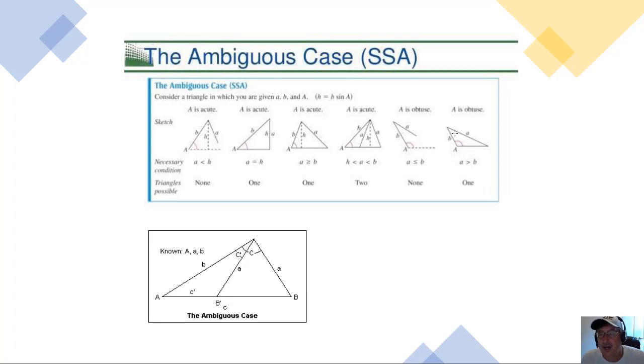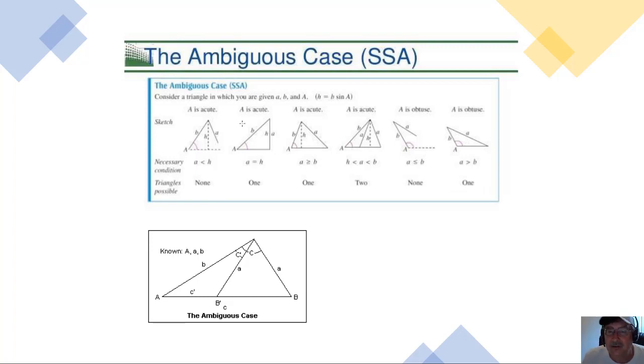There's also cases where you have obtuse, if side A is less than or equal to side B. That isn't going to happen. You're not going to get answers to this one. It's going to be an error on the calculator. If A is greater than B, one set of solutions. So all of these are either going to be none or one.